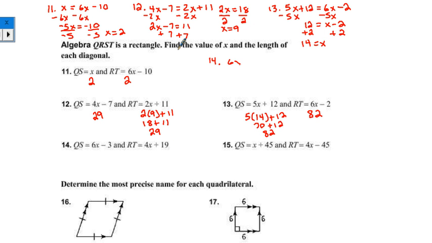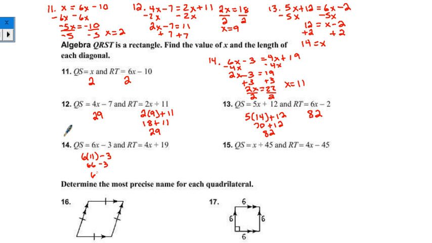14, 6x minus 3 has got to equal 4x plus 19. Minus that 4x, it's going to make it 2x minus 3 is equal to 19. Plus 3 makes it 2x is equal to 22. Divide by 2 and x equals 11. From there you plug it back in. 6 times 11 minus 3 is 66 minus 3. That'd be 63. If this one is 63, so is this one.